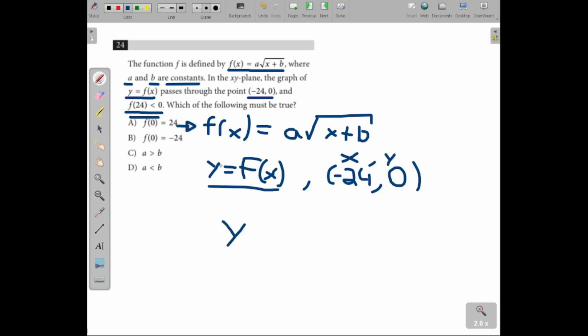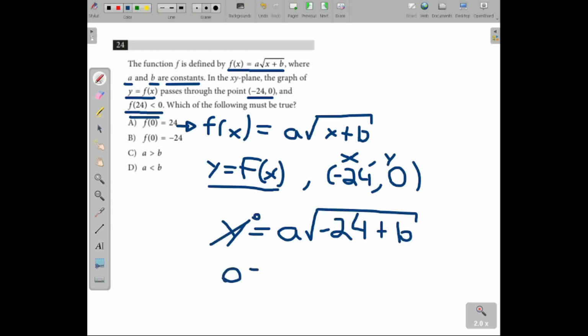If we replace y in the function, y will be equal to a times the square root of x, where x is negative 24, plus b. Now we know that y is equal to 0, so 0 is equal to a times the square root of negative 24 plus b.